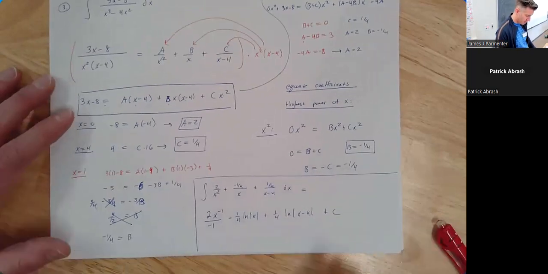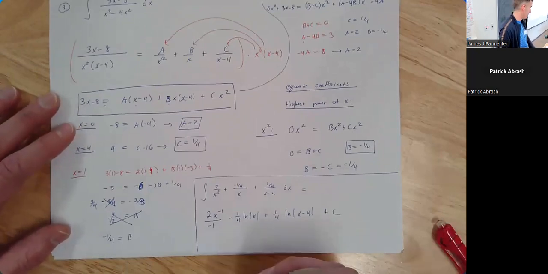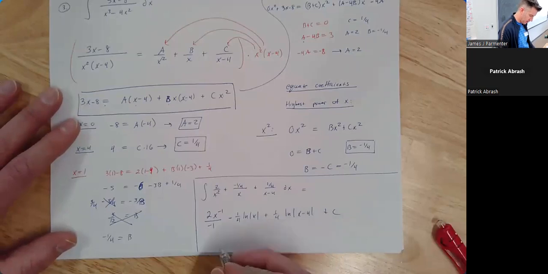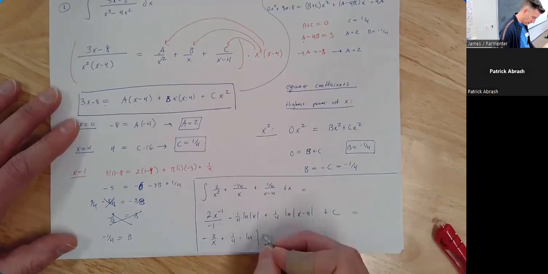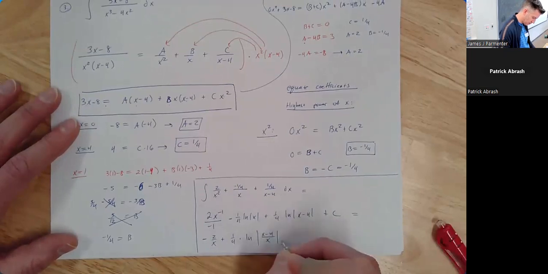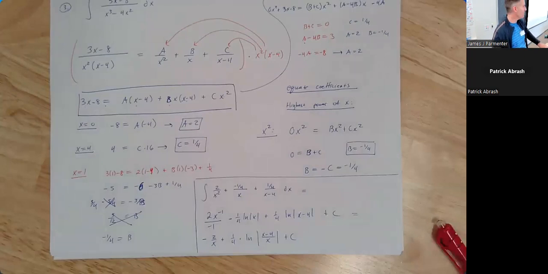I will point out that if you see this in a textbook, you might see someone factor out the 1/4 and combine those logarithms together. So I could totally see someone writing this as negative 2 over x plus 1/4 times the natural log of the absolute value of x minus 4 over x. I don't think you need to do that or should do that. I'm just saying that if you're checking an answer in a textbook, you might see someone write it like this because they like combining logarithms when they can. Which seems silly, but you know.